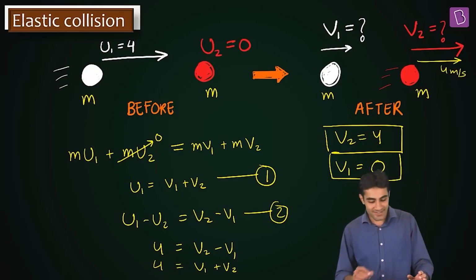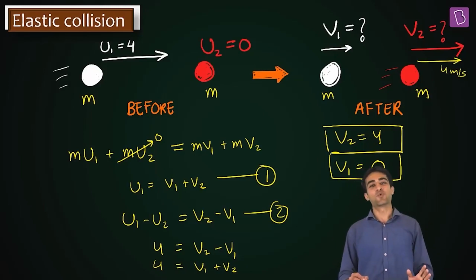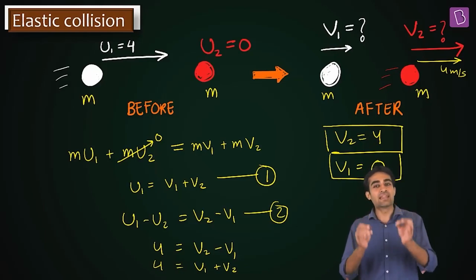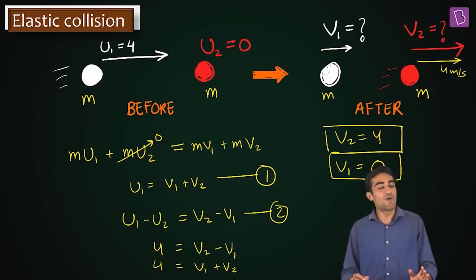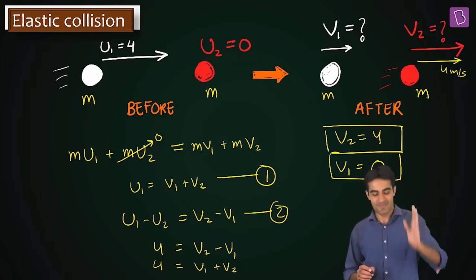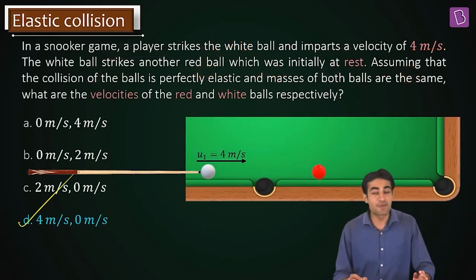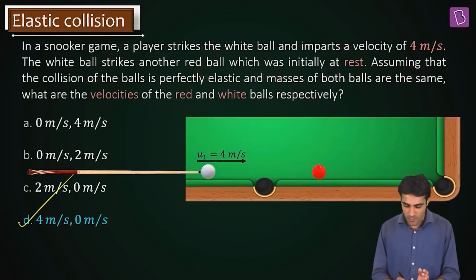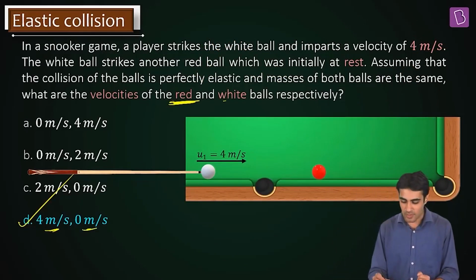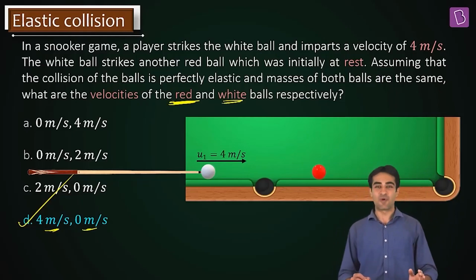Okay. And earlier the red ball was at rest. Now the white ball is at rest. So when the masses are same, the velocities get interchanged in elastic collision. Okay. So this was elastic head-on collision where masses were same. Now let's mark option D, 4 meter per second and 0 meter per second. 4 meter per second is the velocity of the red ball and 0 meter per second is the velocity of the white ball. Option D is the right answer for our question.